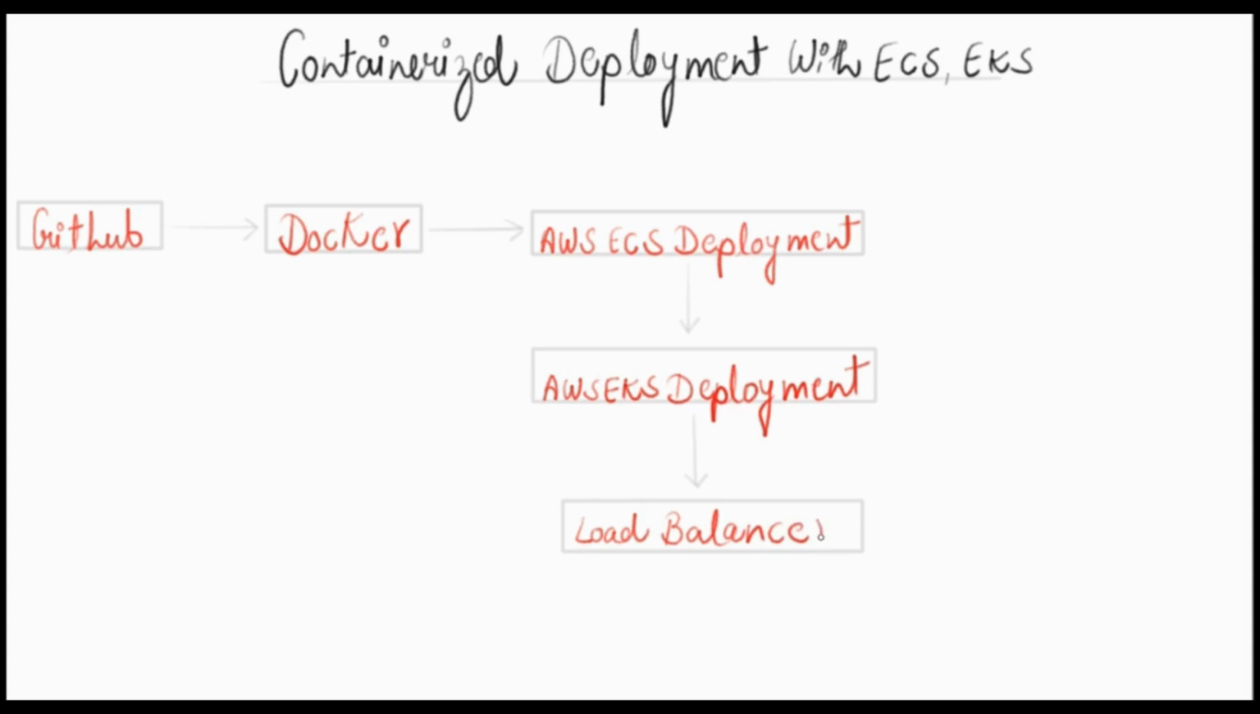From GitHub to Docker to AWS ECS and EKS, each step ensures the smooth operation and accessibility of the application, ultimately delivering value to the end user.